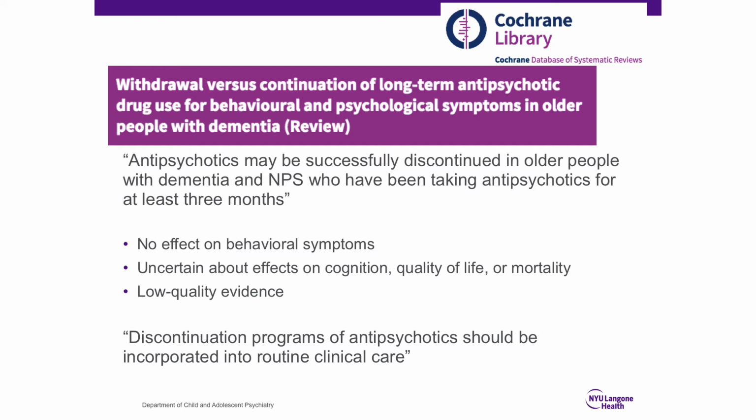And they state that antipsychotics may be successfully discontinued in older people with dementia and neuropsychiatric symptoms who have been taking antipsychotics for at least 3 months, right? So they're saying that there's no reason to continue these long term. They found withdrawing antipsychotics had no effect on behavioral symptoms or relapse. They were uncertain about the effects on cognition, quality of life, or mortality, but cited low quality evidence to draw these conclusions. They supported their earlier conclusion that discontinuation programs of antipsychotics should be incorporated into routine clinical care.